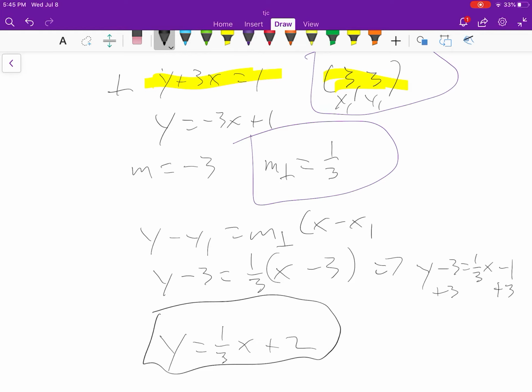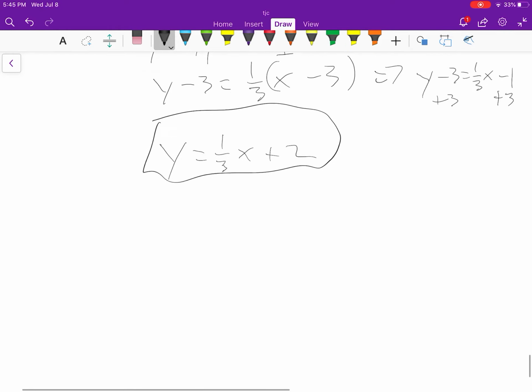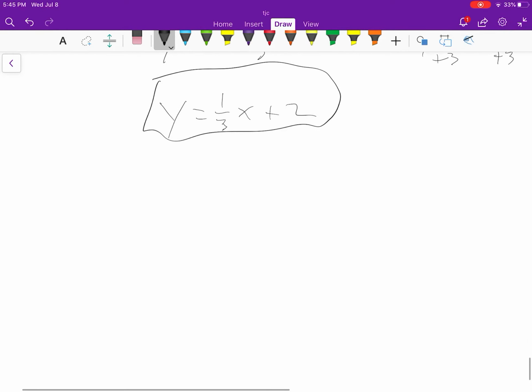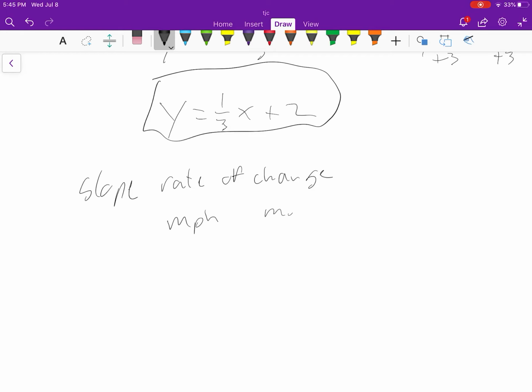So that's one problem we're going to be working on here. The other thing in this chapter that's really important is we're going to be looking at slopes as rates of change. You can think of a slope as a rate of change. Example would be miles per hour, right? So how many miles do you go per hour? So slope is another way of looking at a rate of change.